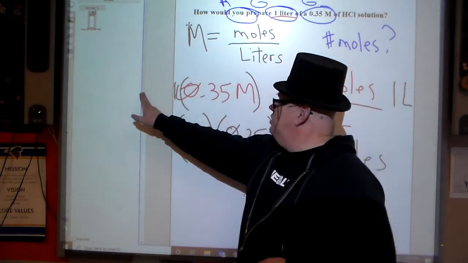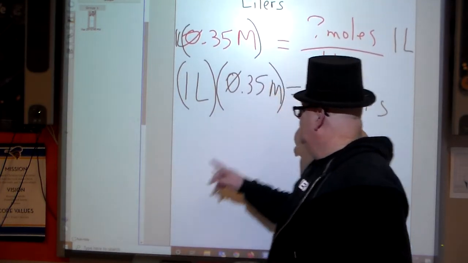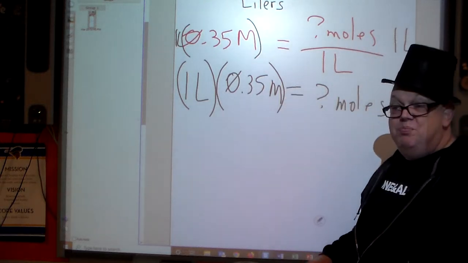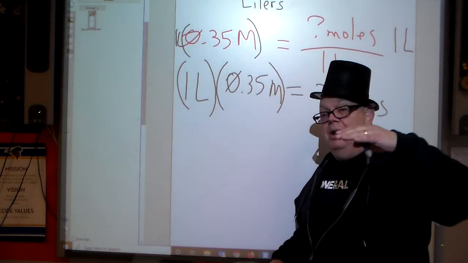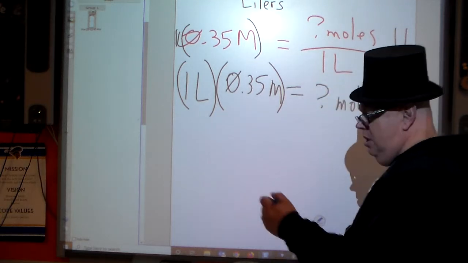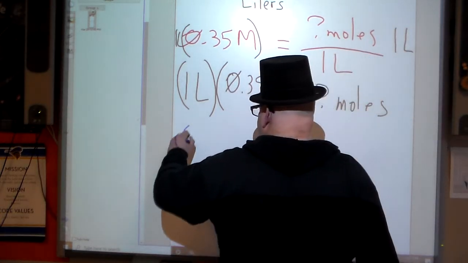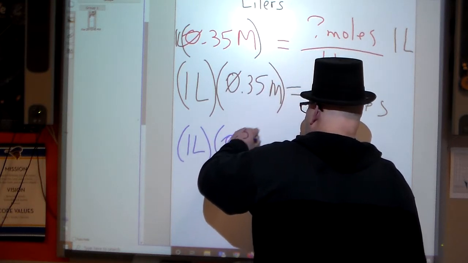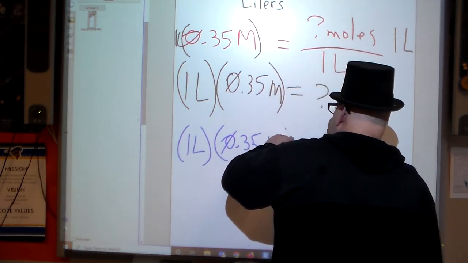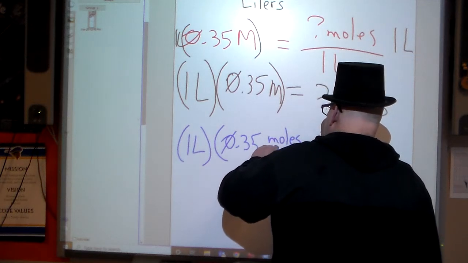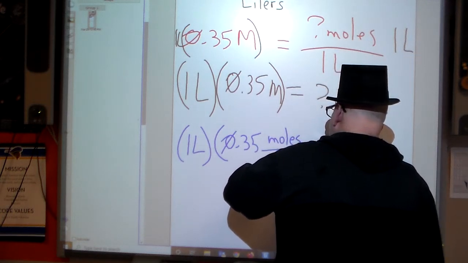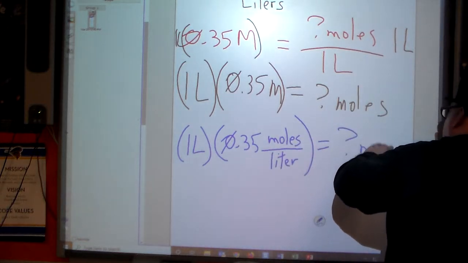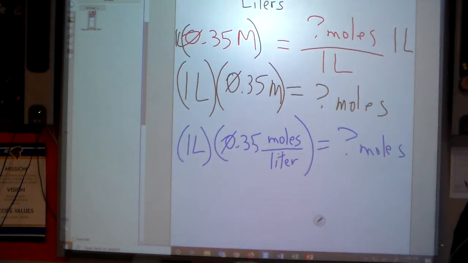Okay, watch, Padawan. If you know what molar is made up of 2 pieces, a top part and a bottom part. So let me rewrite it. I have 1 liter multiplied by 0.35 moles per liter is equal to moles.